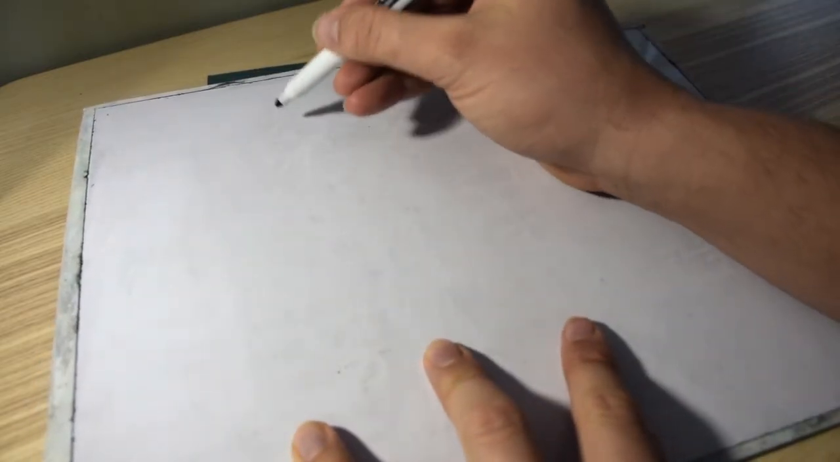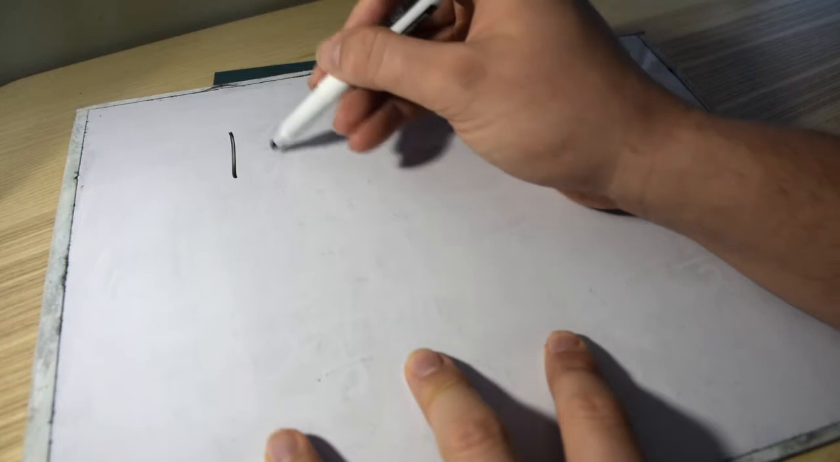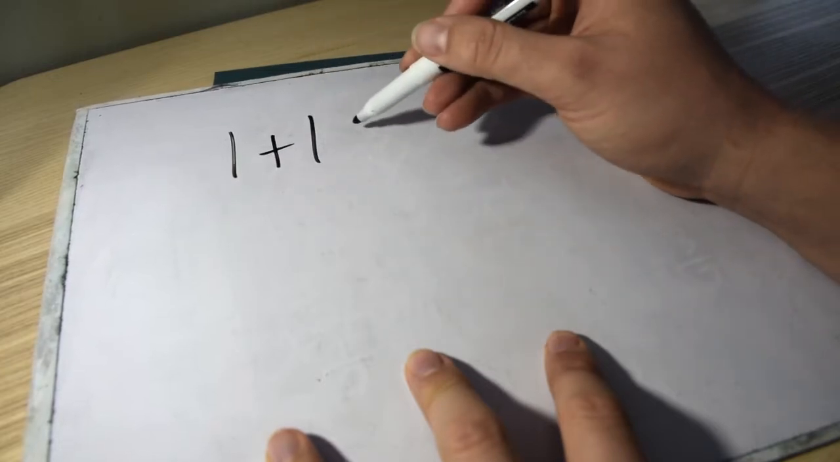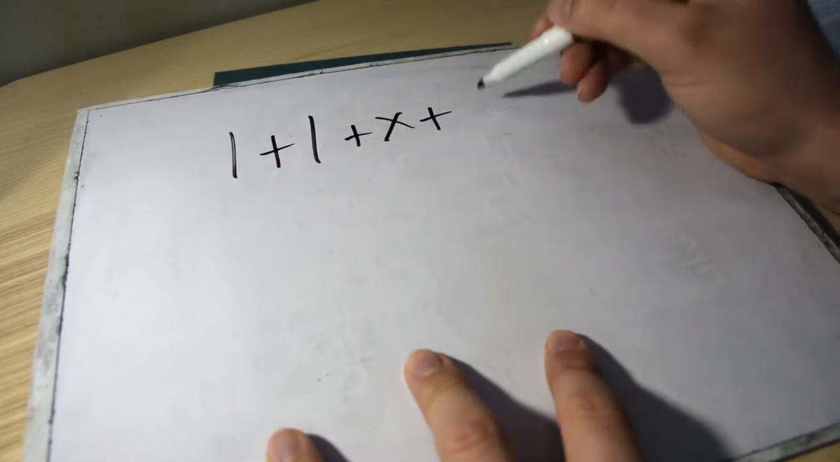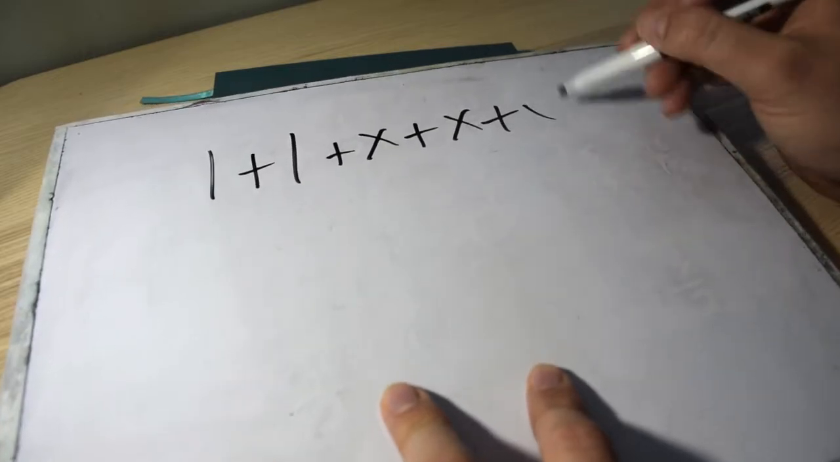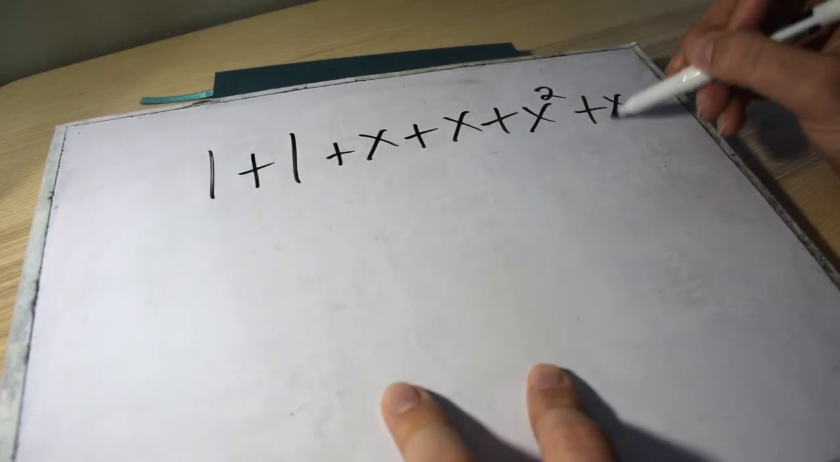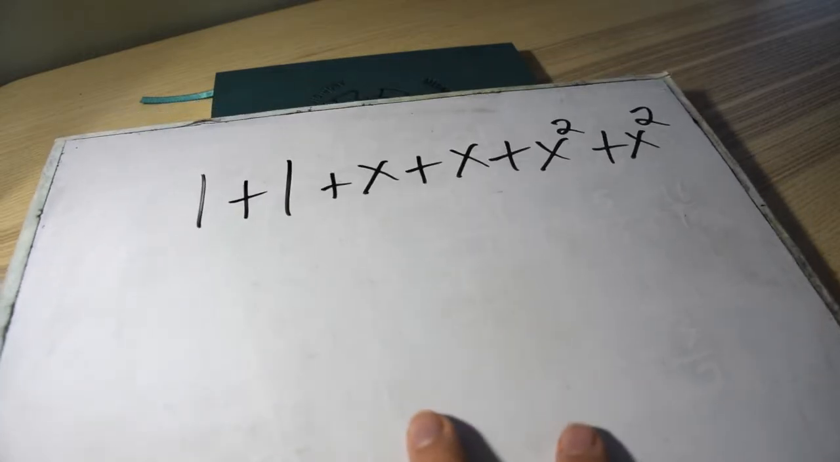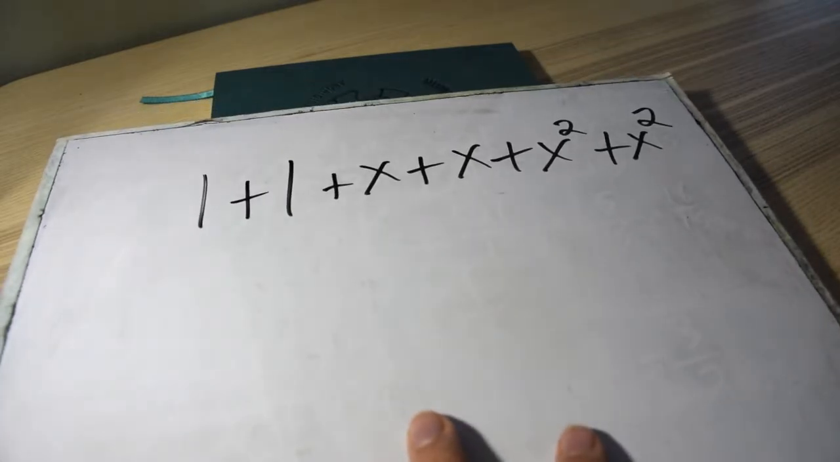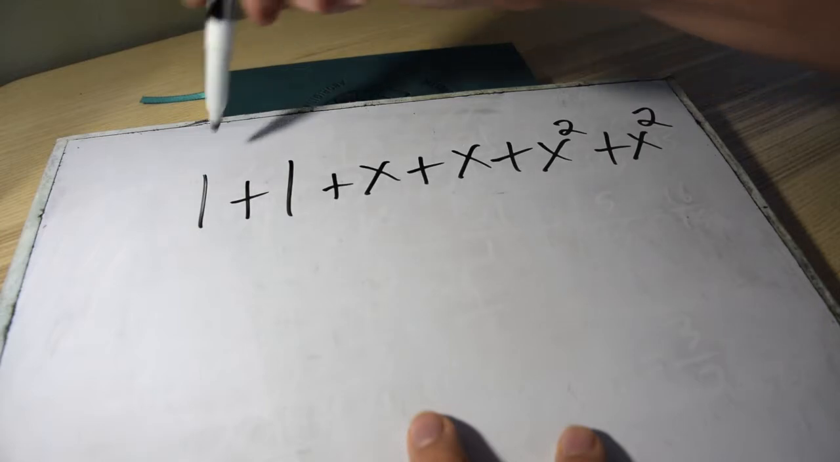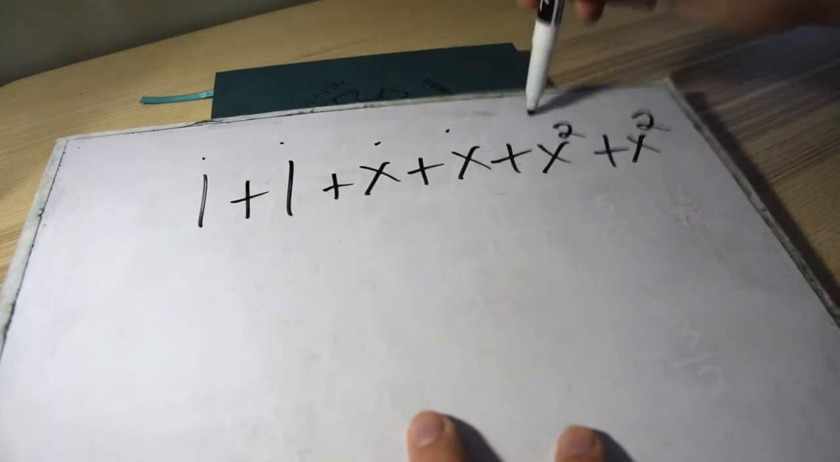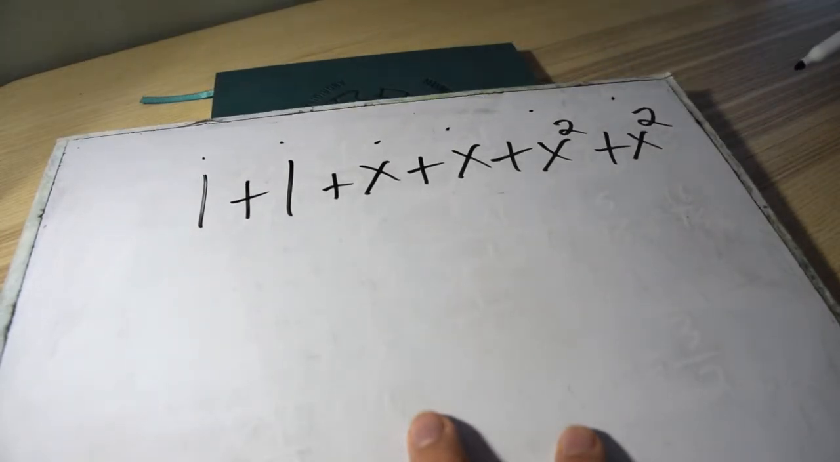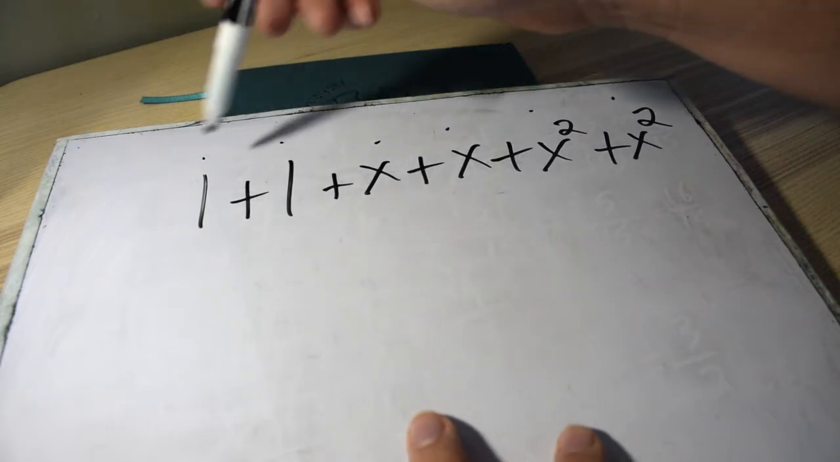Question 2, I'm going to stick to the combination of different terms. So in this question, I have 1 plus 1 plus x plus x plus x squared plus x squared. So this is again just to show you that there are different terms here. There are 6 terms, 1, 2, 3, 4, 5, 6, but 3 sets of 2.